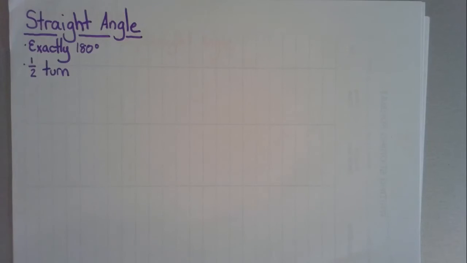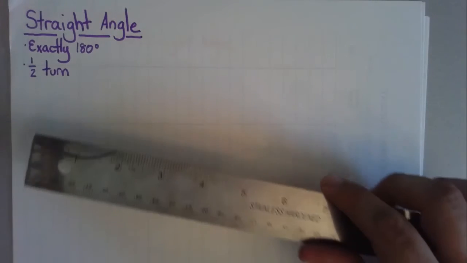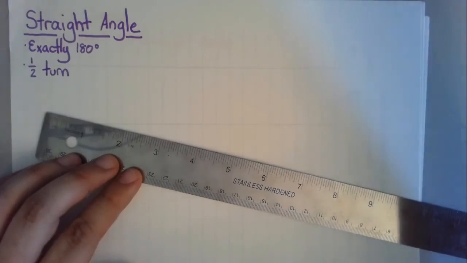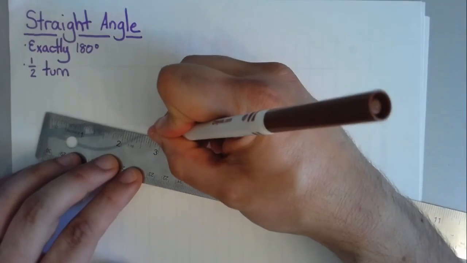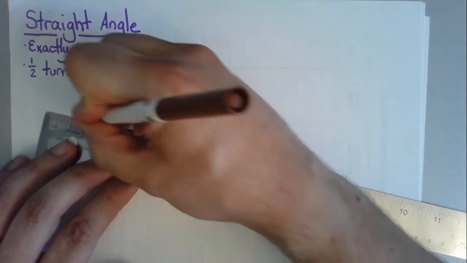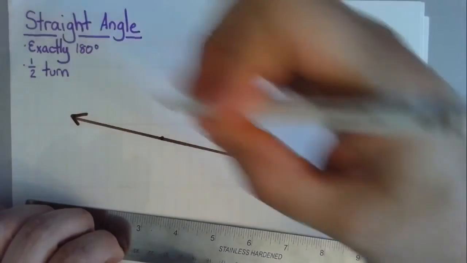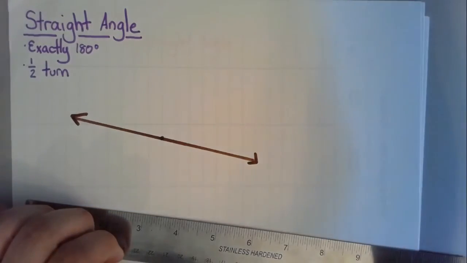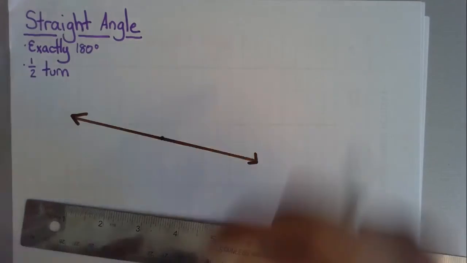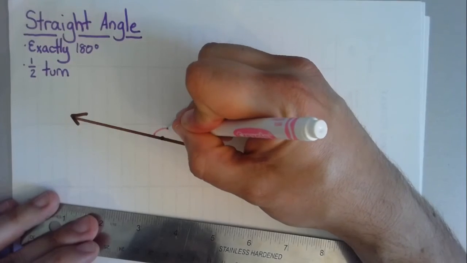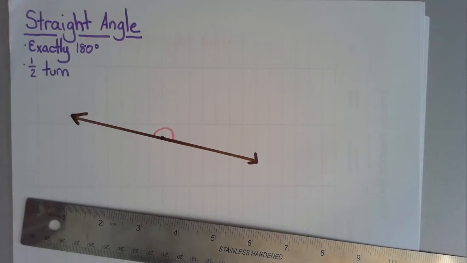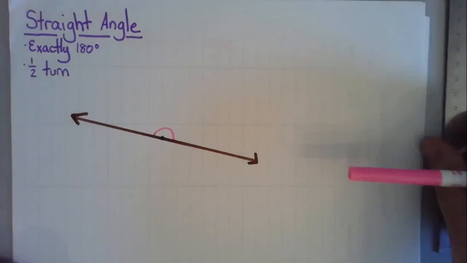Straight angles. Much like a right angle, a straight angle is one specific kind. It's not a range of possible angles. A straight angle, start from your starting point. And so you've got here an angle that measures exactly 180 degrees. So it is exactly a half turn. It opens up all the way around.